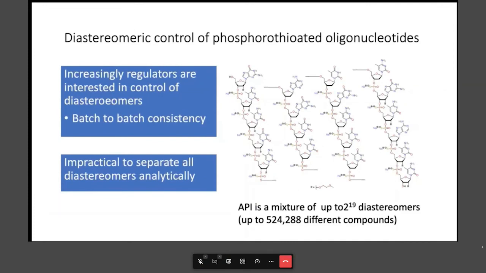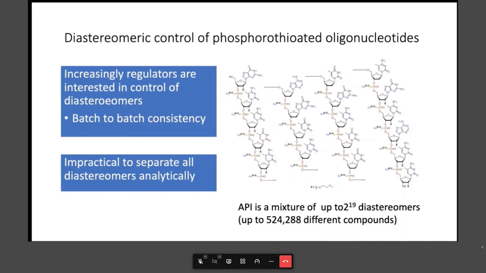I'm going to move very, very quickly now on to another area. Phosphorothioated oligonucleotides are, of course, mixtures of diastereomers. So a 20-mer oligonucleotide will potentially be a mixture of up to 500,000 different compounds. And we are seeing from regulators an interest in demonstrating control. There was very recently a paper suggesting that the failure of Mongersen for Crohn's in phase 3, compared to really good data in phase 2, was because the batches used in phase 3 had a different diastereomeric ratio than the batches in phase 2.